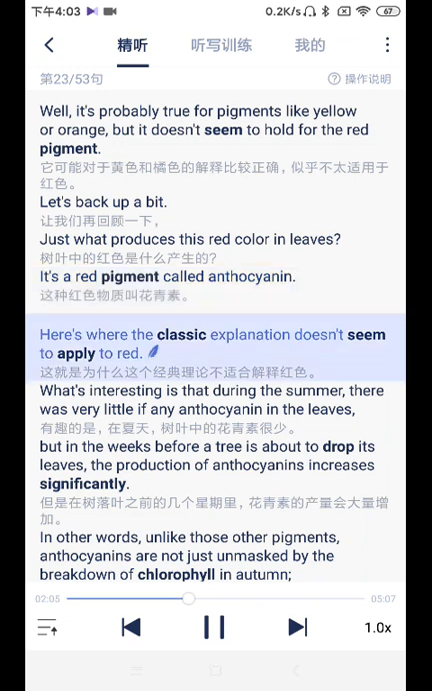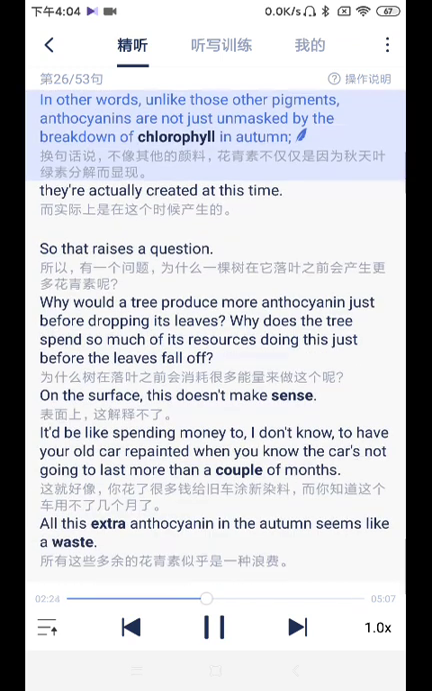Here's where the classic explanation doesn't seem to apply to red. What's interesting is that during the summer there was very little, if any, anthocyanin in the leaves, but in the weeks before a tree is about to drop its leaves, the production of anthocyanins increases significantly. In other words, unlike those other pigments, anthocyanins are not just unmasked by the breakdown of chlorophyll in autumn, they're actually created at this time.